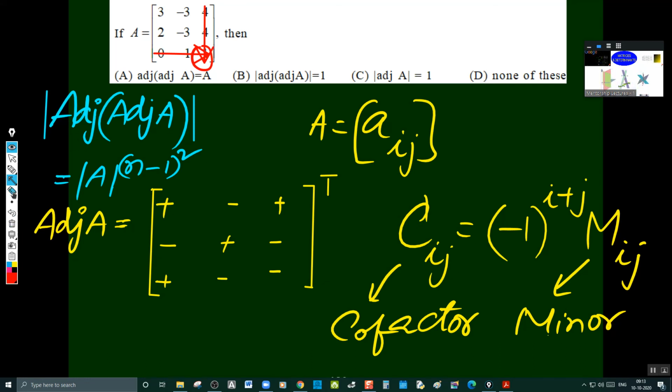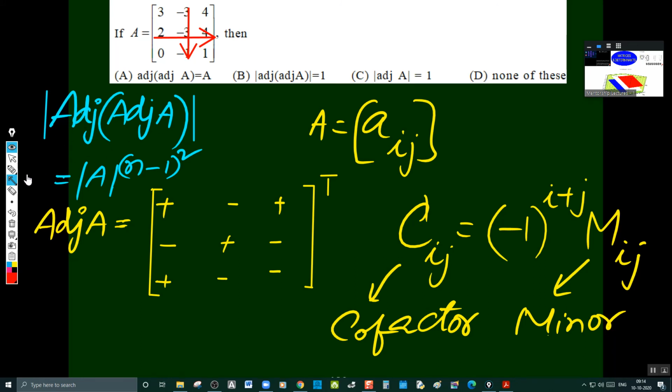Similarly, if you want the minor of -3, which is present in the second row, second column, then eliminate that row and that column in which that element is present. Then the minor is got by the determinant of 3, 4, 0, 1. So 3 into 1 minus 0, 3 minus 0.